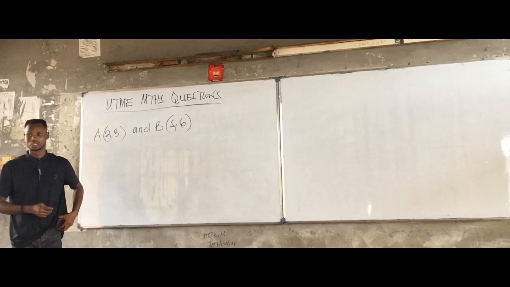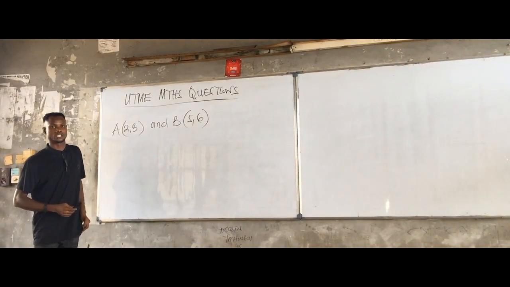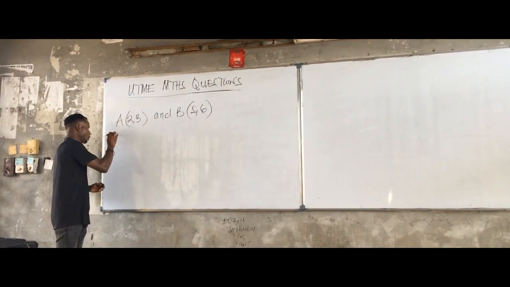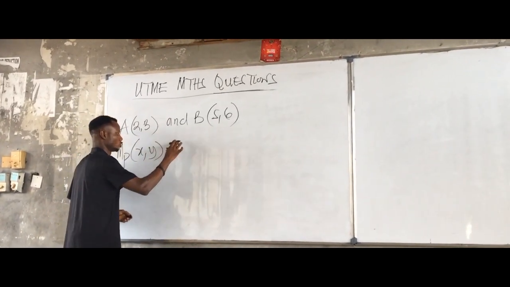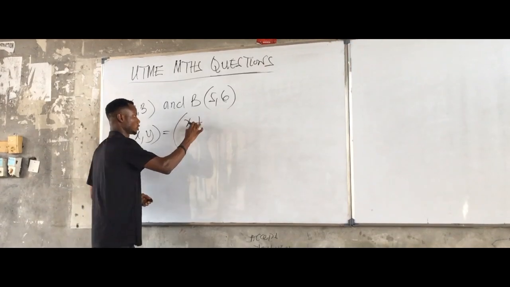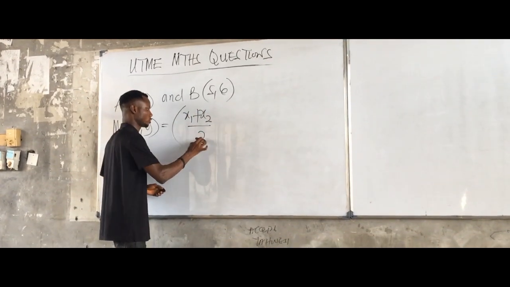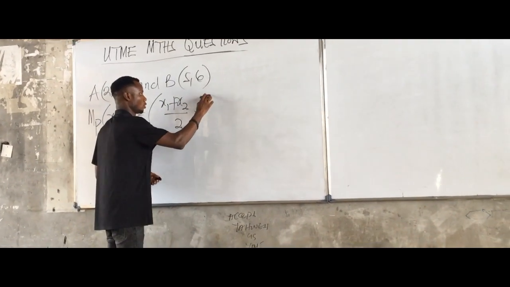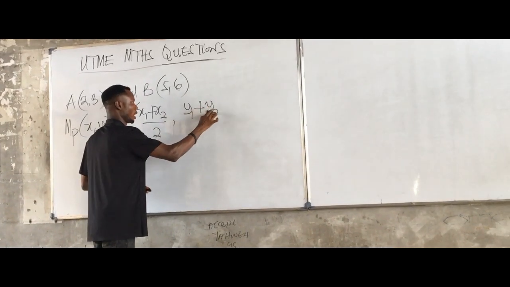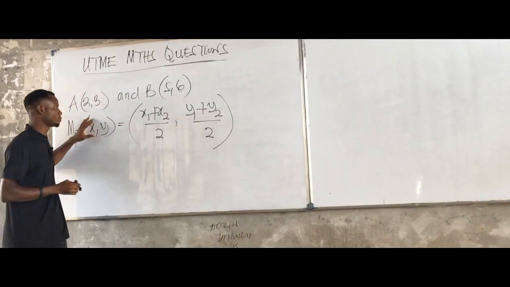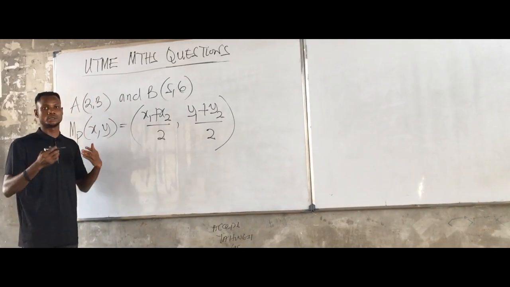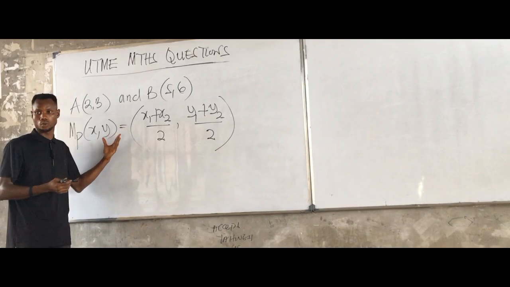Whenever you hear about midpoint here, the formula for midpoint is this. The midpoint of x and y is x1 plus x2 over 2, and y1 plus y2 over 2. Please take note. It means this formula for midpoint is actually showing us the midpoint of x and y.